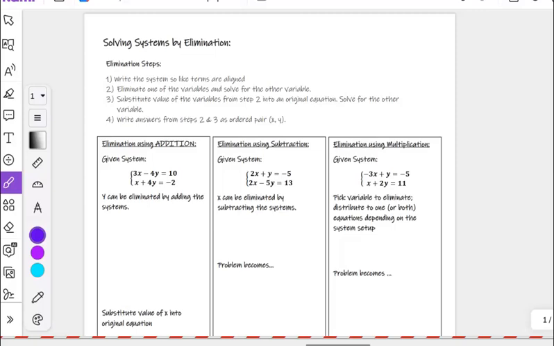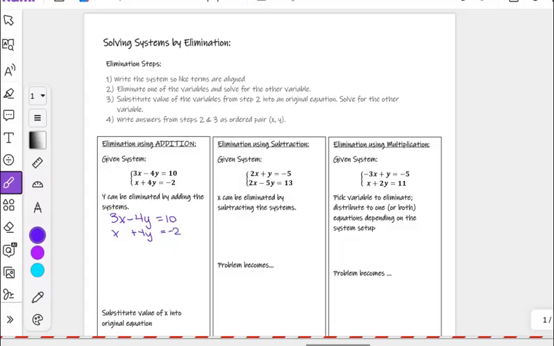So there's 3 different ways you can do elimination. The first one is just by doing addition. So, given the system 3x minus 4y equals 10 and x plus 4y equals -2, we can eliminate y by adding the systems. So I'm just going to rewrite 3x minus 4y equals 10, x plus 4y equals -2.